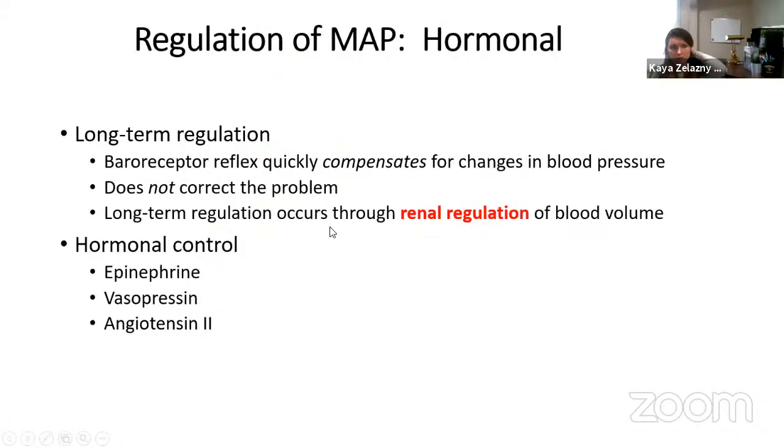Okay. But we can also have more long-term regulation. So this isn't the same as the baroreceptor reflex. This is going to happen more on the order of longer term, days, weeks, potentially. So this is where we're going to have some of the renal regulation of blood volume come into play. We're not going to talk about what the kidneys are actually doing yet. That's the renal part. But these hormones we're talking about are involved in the kidneys, at least two of them. Okay. So hormonal control is going to involve epinephrine, vasopressin, and angiotensin 2.